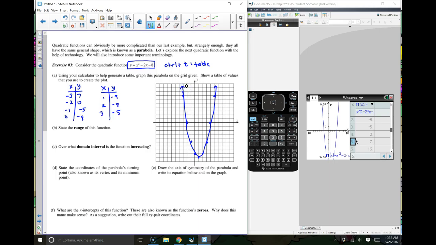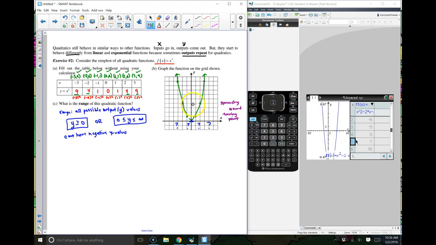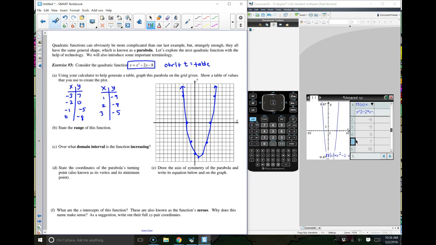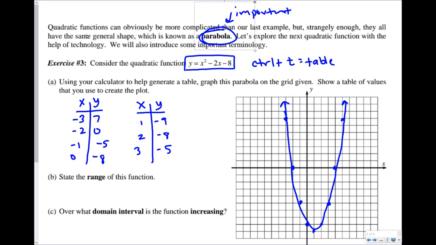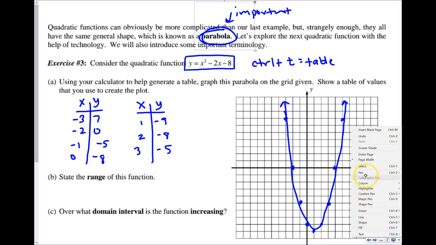Okay, notice it looks similar to my previous graph here. It's still a curve going up. It can also go down too. We'll see that later, but it's still that same shape, and we call this shape a parabola. This is important. Okay, this word is important, parabola. All right, so let's make this full screen again here. Okay, so it's easier to see now that I've got my graph, and I want to answer some questions about the graph. So B says, state the range of this function.